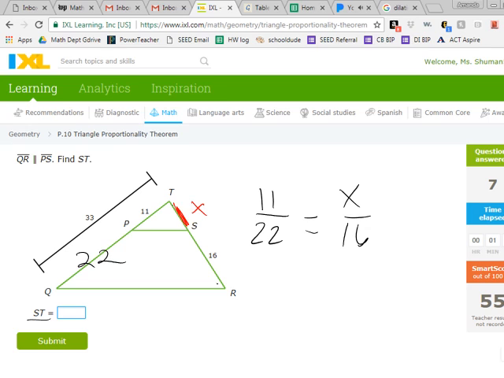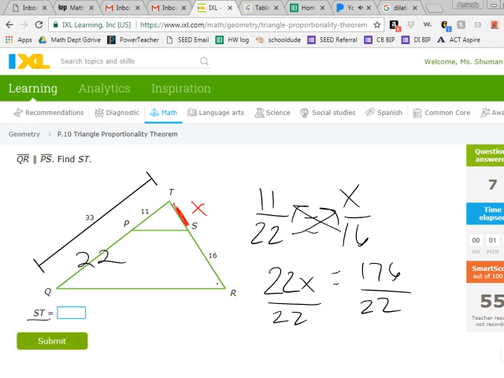You can probably already see what X is, but we'll just multiply it out. So 22X equals 1 times 16, which is 176. Divide both sides by 22. We're going to get X is 8. Now let's see, does that answer make sense? Well, 11 is half of 22, so 8 should be half of 16. Yeah, that looks good. So ST is going to be 8.